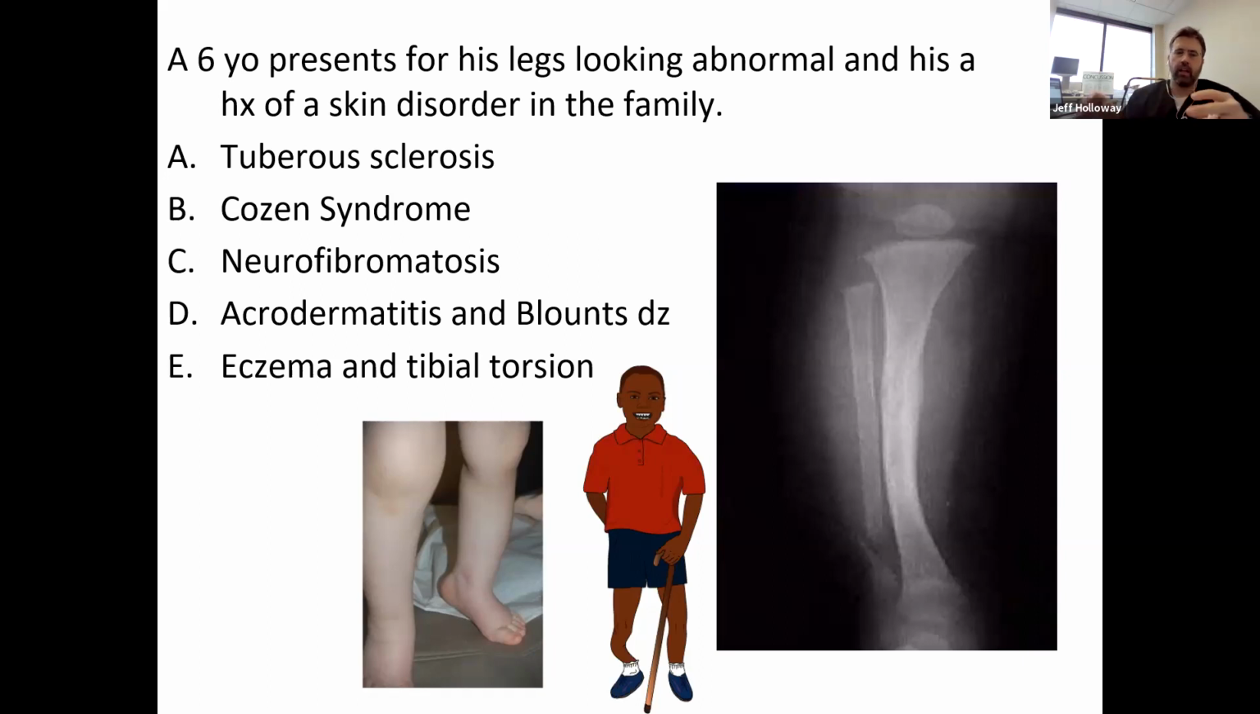This is a classic lumper or splitter, and B and E are obviously splitting the two, E being the most common. So E would be the first thing I want to say if this is typical eczema with tibial torsion. But when you look at the x-ray, this is not typically what you would see, right? Does anyone know what this classically goes with?